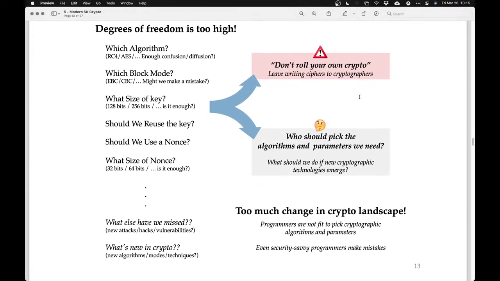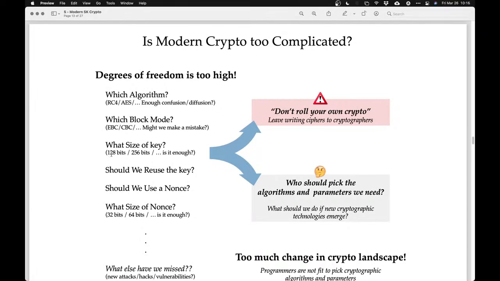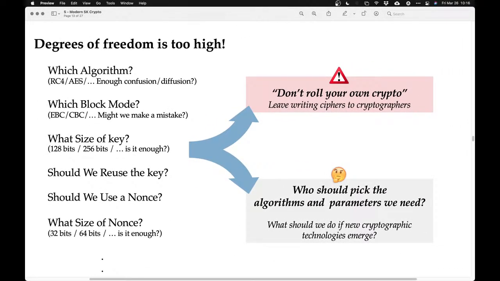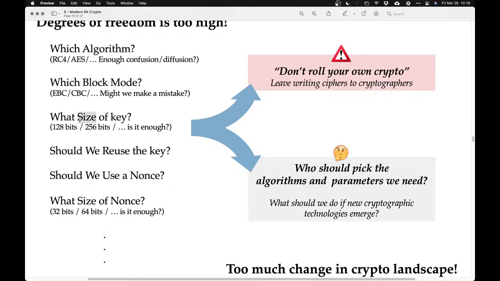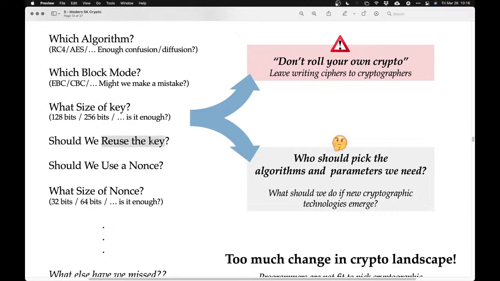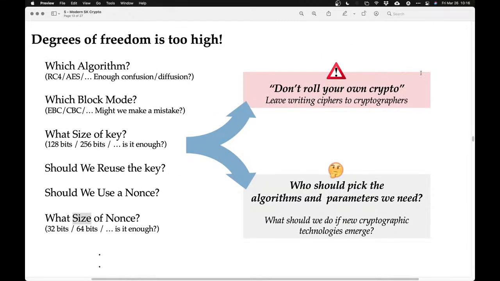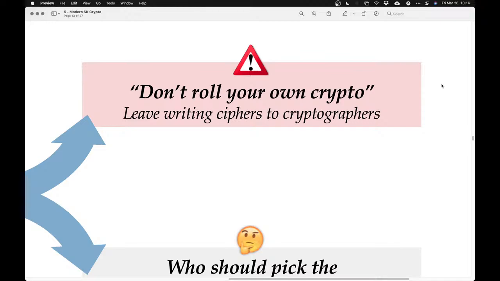Modern crypto is too complicated. All right, there are too many degrees of freedom, if you will. You have to choose the right algorithm. Experts get that wrong, okay? You have to choose the right block mode. Experts get that wrong. You have to choose the right size of key and the right size of nonce. Experts get this wrong. Can you reuse the key or not? It depends on everything else about the cipher. Are you using a nonce or not? Maybe if you're using a nonce and you're randomizing it, you can use the same key again. I don't know. Should we use a nonce? I hope so. What's the size? I don't know.